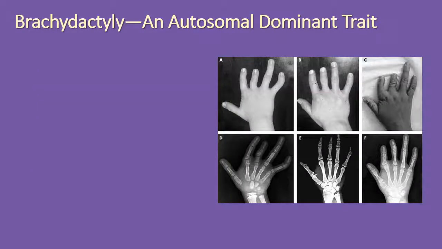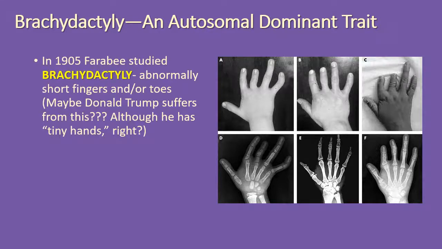Okay, so brachydactyly, this is a dominant trait. This is an autosomal dominant trait. It is characterized by having abnormally short fingers or toes.